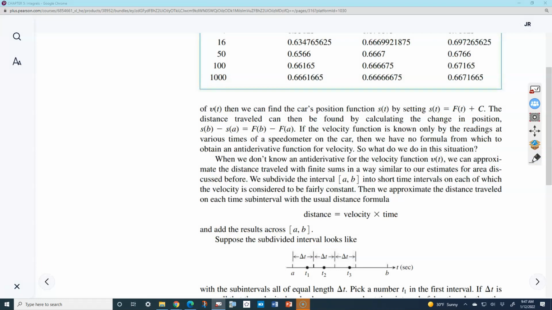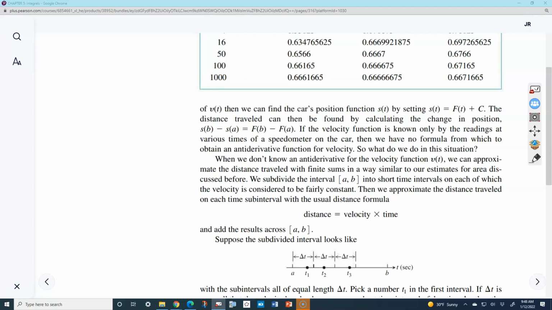So we take our full time interval, let's say the time interval is 20 seconds, and we're going to divide that 20 seconds into smaller subintervals. And I don't know how many. It could be 1,000 subintervals. It could be 5 subintervals. Kind of like how many rectangles do we want? Kind of like that. Then we approximate the distance by doing the usual distance formula we just said. Distance is just the velocity times the time. And then you add up all those results across that whole interval.